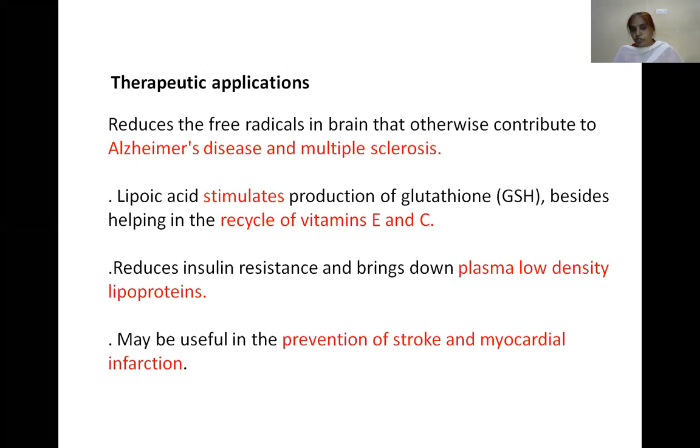If you see the therapeutic applications of lipoic acid, it reduces free radicals in the brain, that means it acts as a scavenger, since free radicals otherwise contribute to Alzheimer's disease and multiple sclerosis. It stimulates the production of glutathione, helps in recycling vitamins E and C, reduces insulin, brings down plasma low density lipoproteins, and is useful in the prevention of stroke and myocardial infarction. Thank you.